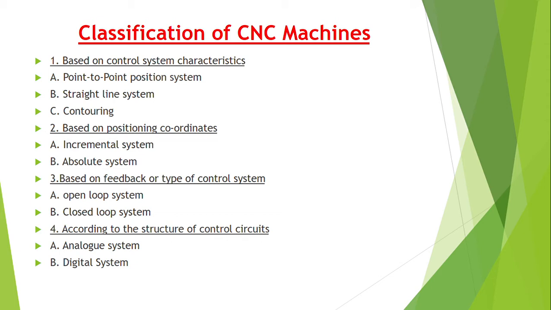The second classification is based on the positioning coordinate. The first one is the incremental system, the second one is the absolute system. The third type is based on feedback or type of control, that is, the open loop system and the closed loop system. And the last one is according to the structure of the control circuit, that is, the analog system and the digital system.